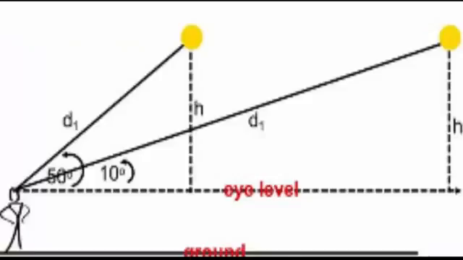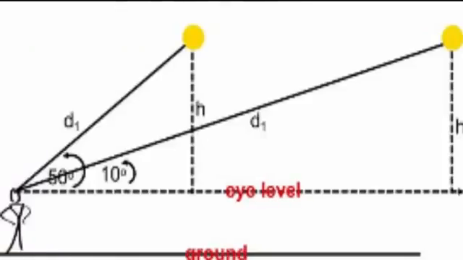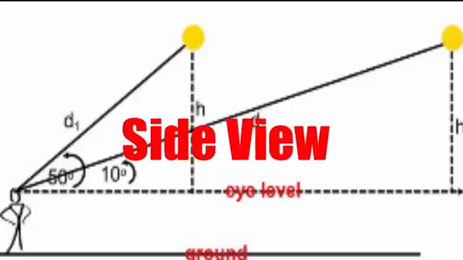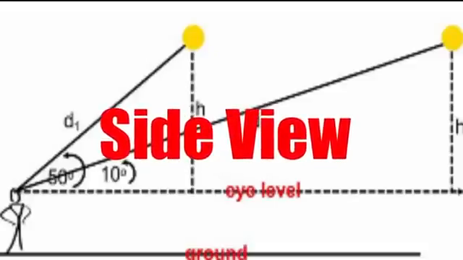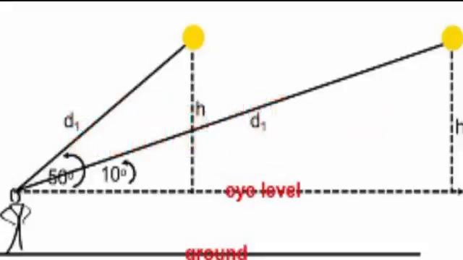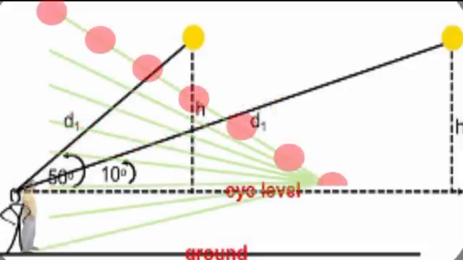It's true that this drawing is an accurate representation of the actual relationships and positions of the observer to the sun, but it's a non-perspective side view representation. So this diagram is not accurate at all as it relates to the perspective of the observer. So if we add perspective lines, we get a completely different picture.